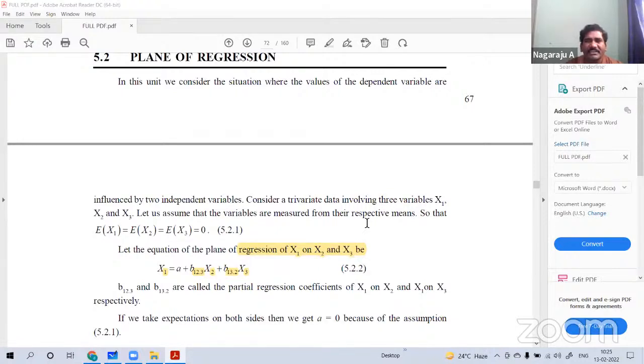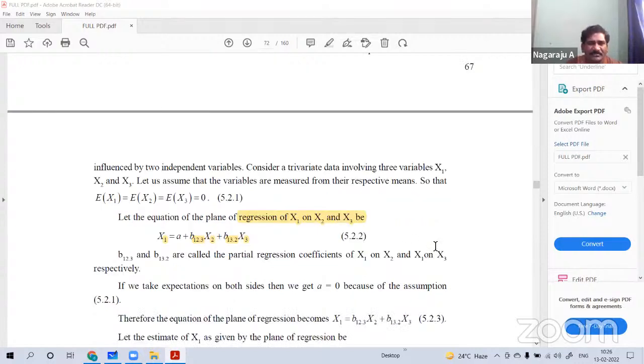These two we can check, and clearly we call that the regression of x1 on x2 and x1 on x3. This is the overall idea of the regression coefficients.